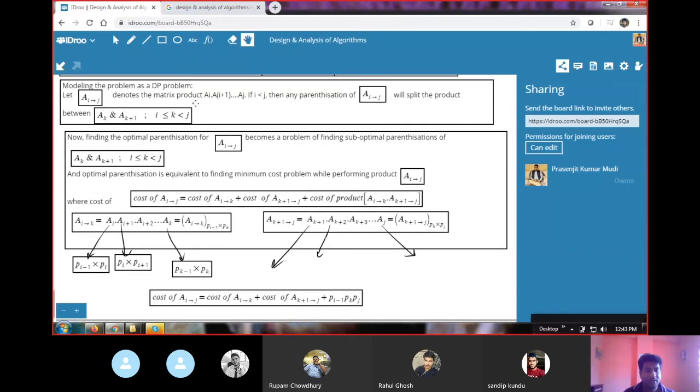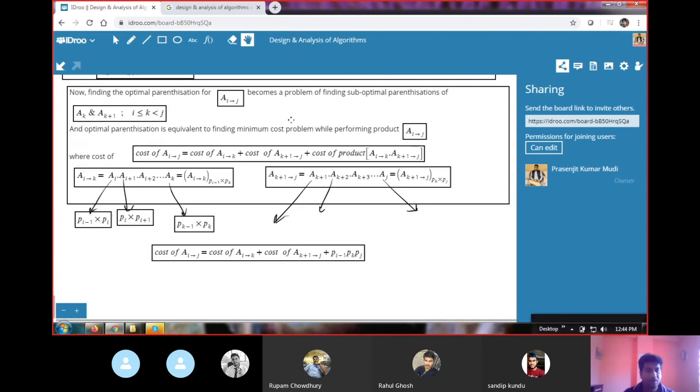So that is why we go for solving this problem by dynamic programming. We are modeling the problem as a dynamic programming problem. Let Ai..j denote the matrix product Ai dot A(i+1) dot Aj. Now if i is less than j, then this product can be divided into two subproducts, one is Ai..k and the other is A(k+1)..j, by splitting the parenthesization between the matrices Ak and A(k+1), where k ranges from i to j excluding j.